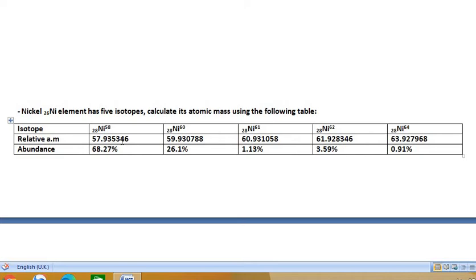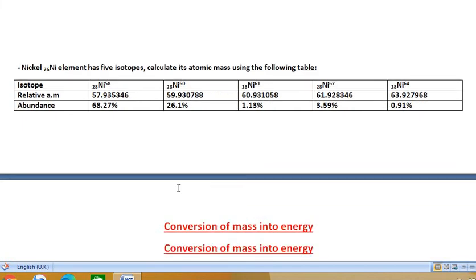In the same way, nickel contains 4 isotopes. This number is the relative atomic mass, and these numbers are the abundance of each isotope. So multiply each one, 57.935 and so on, by 68. So multiply the relative atomic mass for each isotope by its abundance, then this number by this number, plus this number by this number, plus this number by this number, and so on, over 100, and use the calculator.